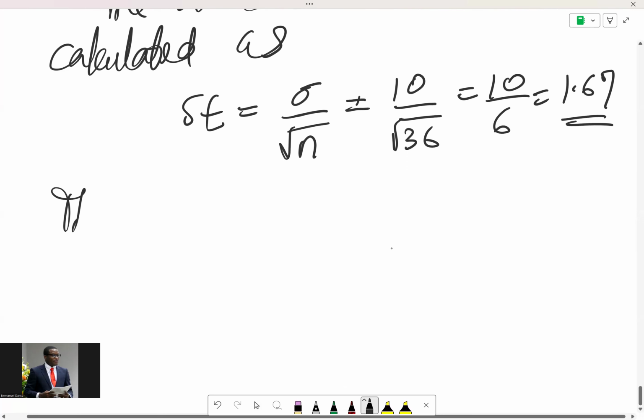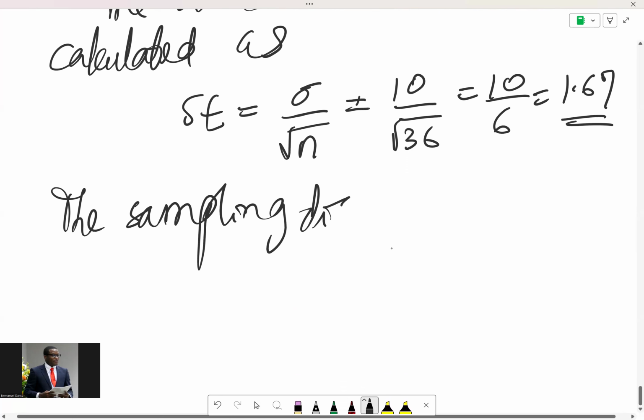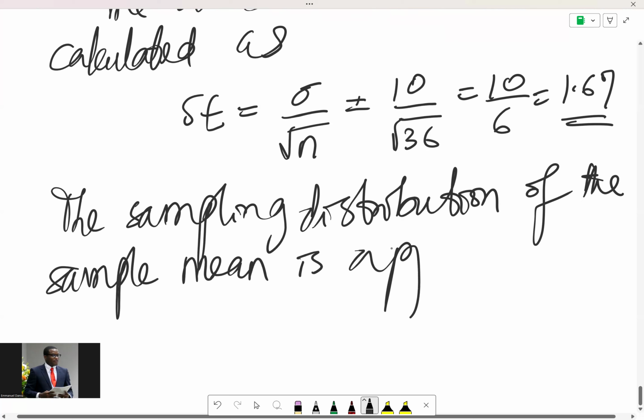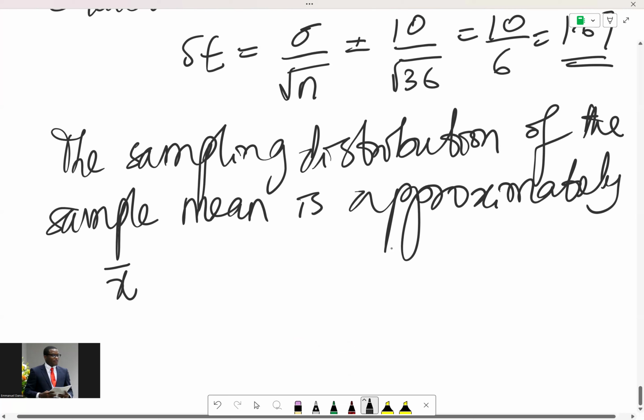So we now know that the sampling distribution of the sample mean is approximately X bar normally distributed with mean 50 and standard deviation 1.67 squared. Okay, just like what we got now.